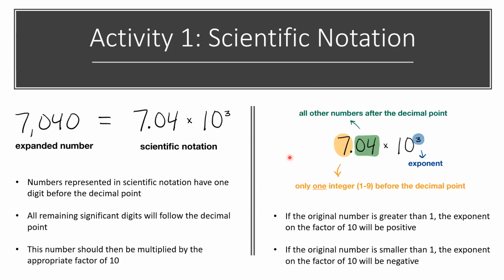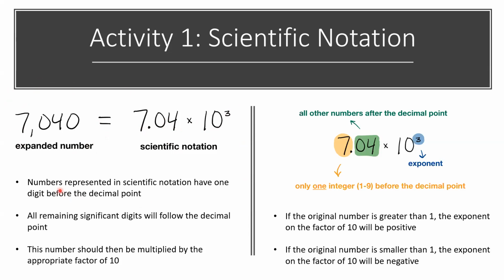And I wish this was popping up one at a time, but I think it's easier for you guys at home when everything comes up at once on your PDFs. So here we're going to start off with our original number or expanded number, which is 7,040. If we were to write that in scientific notation, this is how it would be written. It would be 7.04 times 10 to the third power.